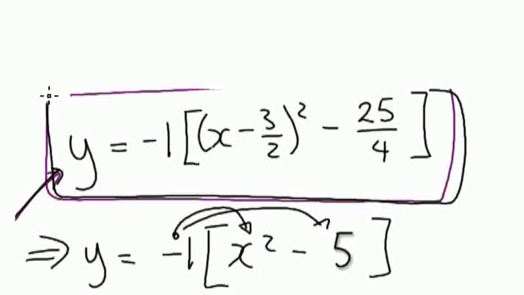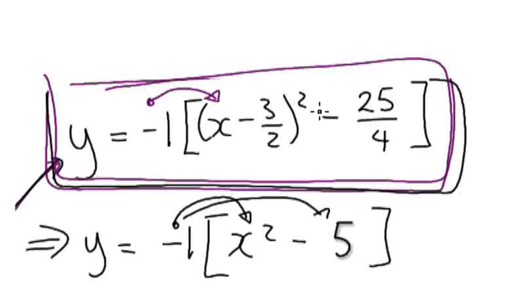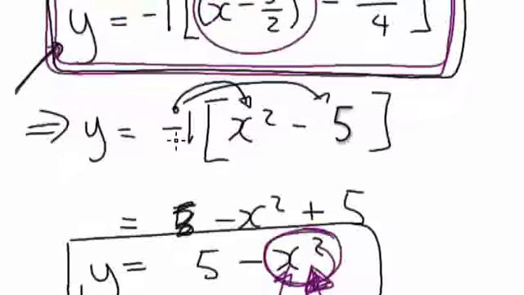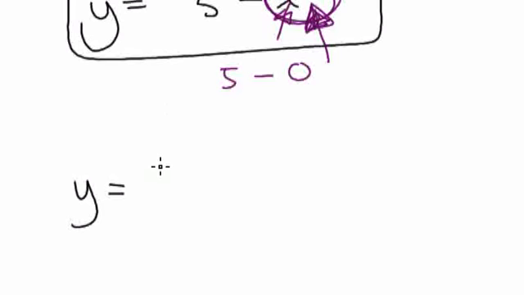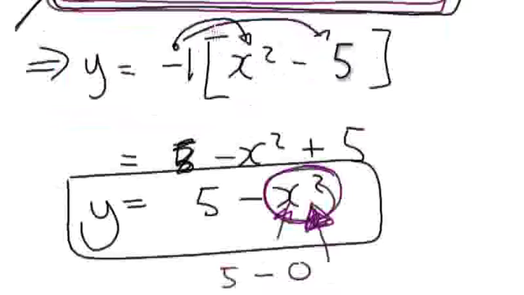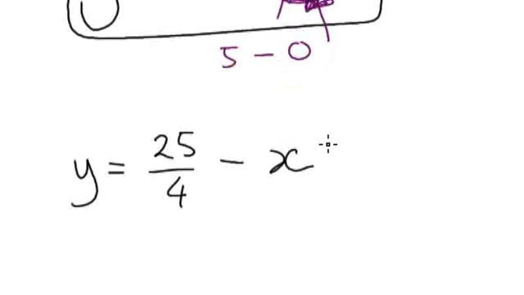So now this is our key stage here. Let's multiply this out. So this will be minus the whole bracket here, and then plus this. If you multiply it out, it actually becomes positive 25 over 4, and then you take away this whole thing here, minus 1 times this whole thing. So it will be minus x minus 3 over 2 squared.